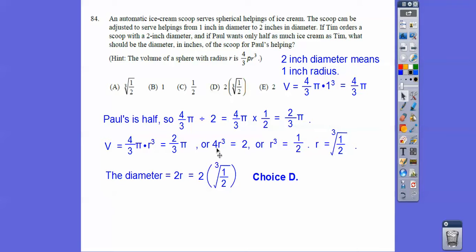Multiply both sides by 3 and divide by the pi. We get 4r cubed equals 2, so r cubed equals 1/2. So r is the cube root of 1/2. Now be careful. It says what should be the diameter of Paul's helping. So this is the radius, so we multiply that by 2 and we get that goofy looking thing right there.